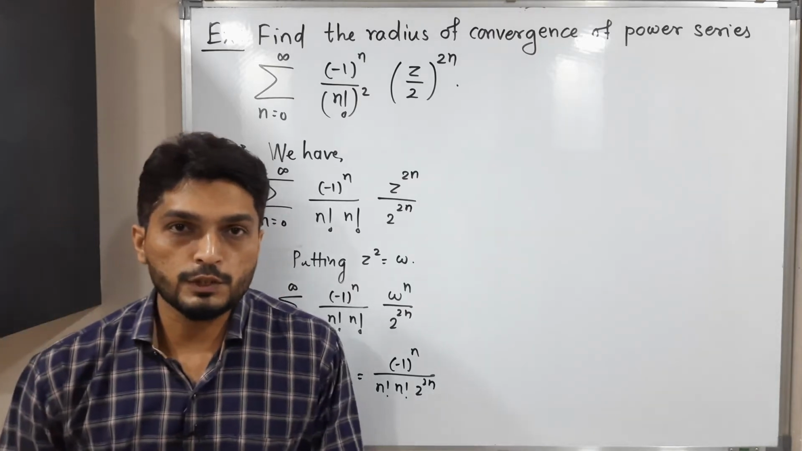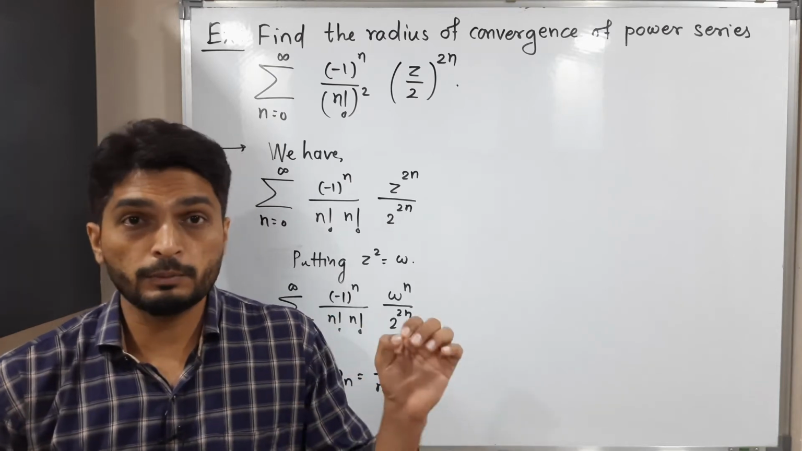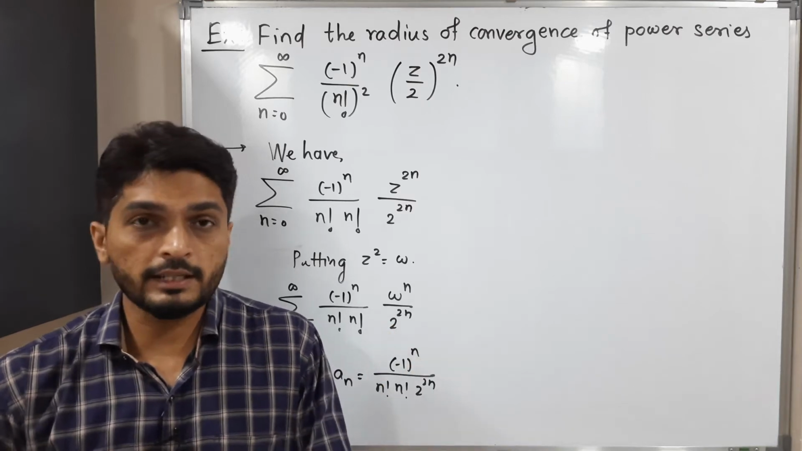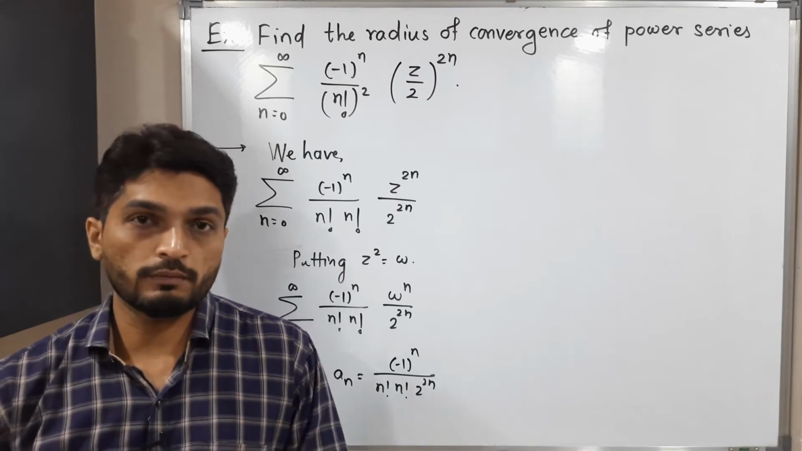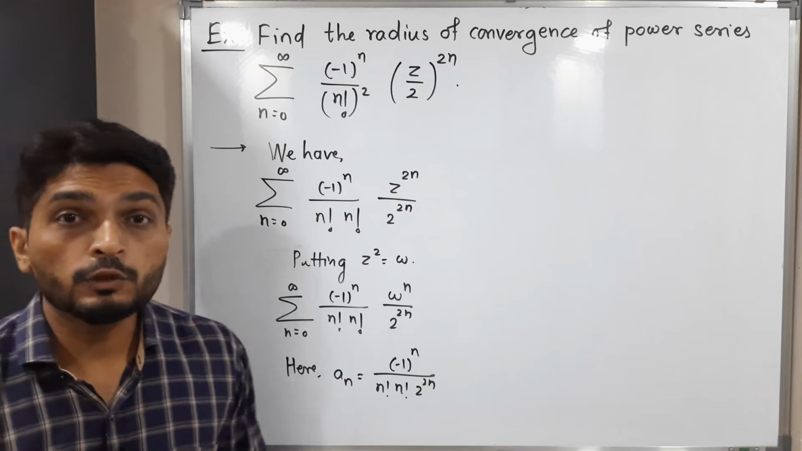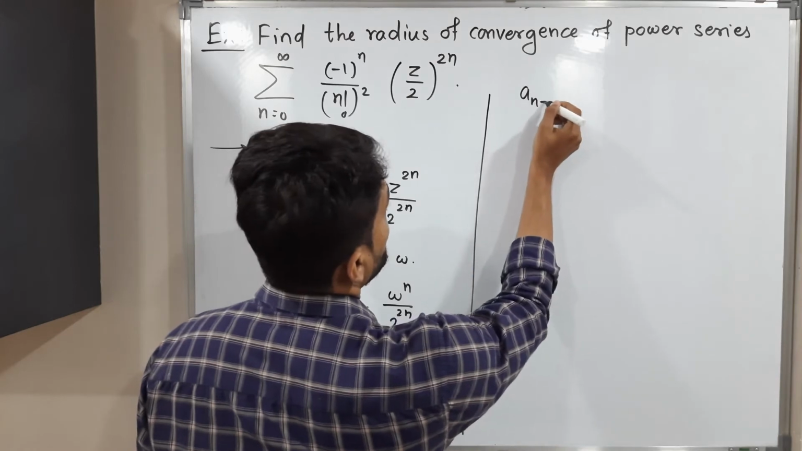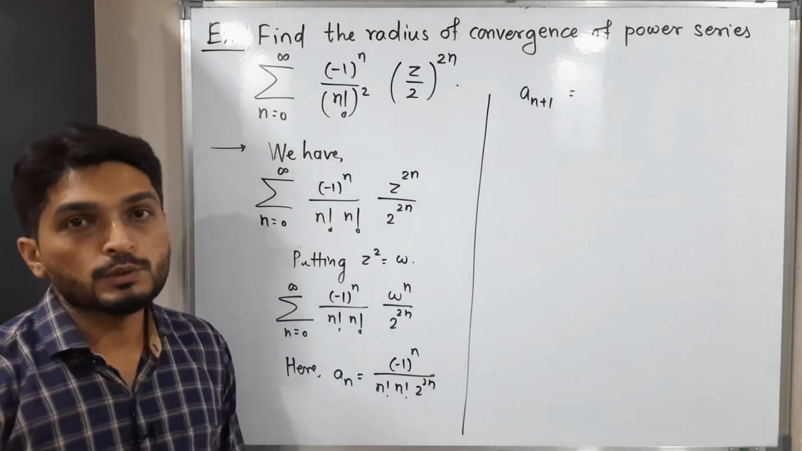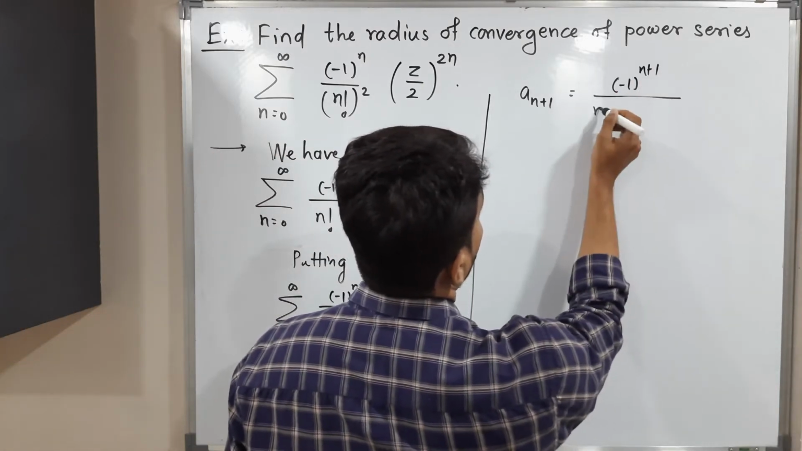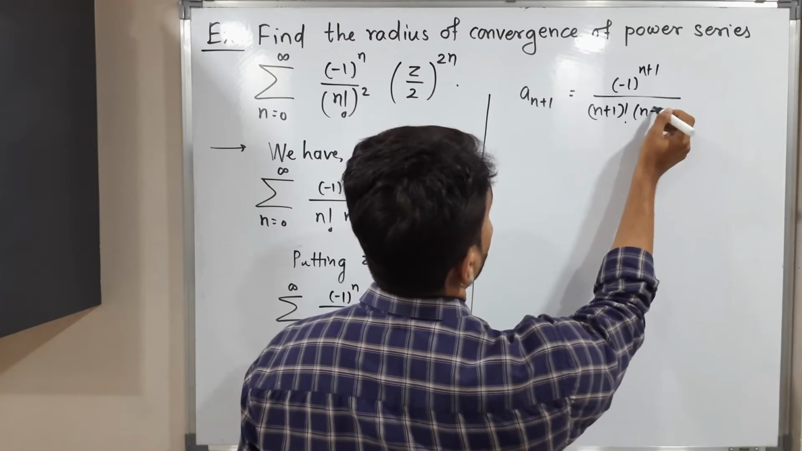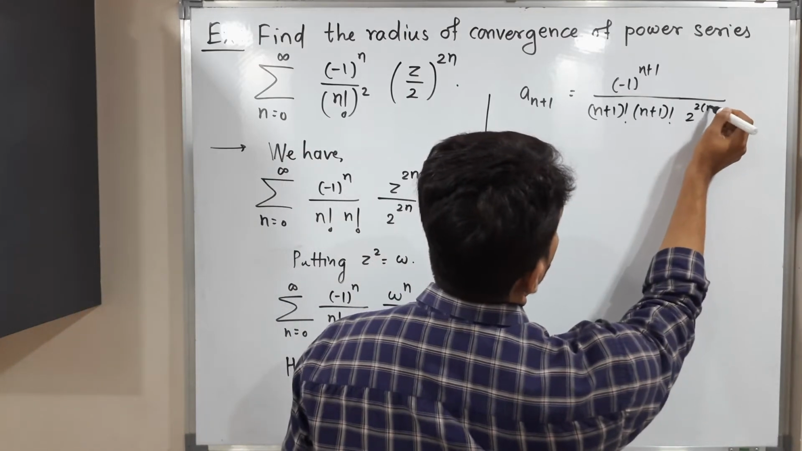To find the radius of convergence, we have two different methods. Either you can go with the definition, which is 1 by R is equal to limit supremum of mod a_n raised to 1 by n. And the second formula we have is R is equal to limit n tends to infinity of mod a_n upon a_n plus 1. So I will go with this formula. We have a_n, we need to find a_n plus 1. That means simply we have to replace n by n plus 1 everywhere. So here we will have minus 1 raised to n plus 1 divided by n plus 1 factorial, n plus 1 factorial, and 2 raised to 2 n plus 1.